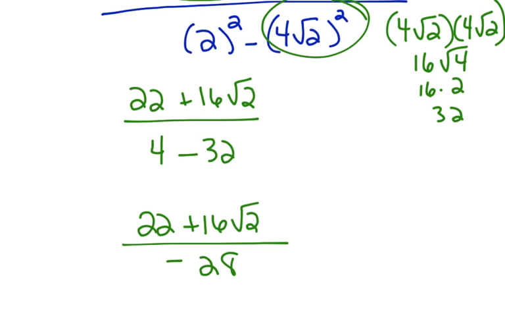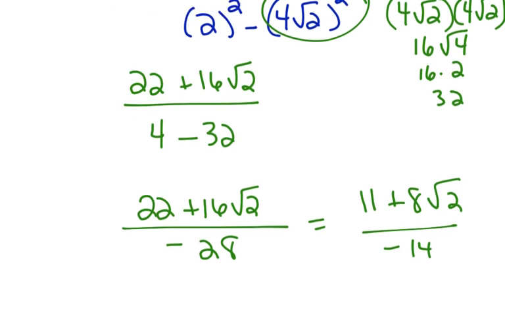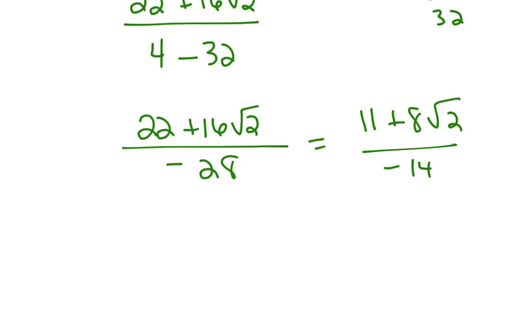Now, all of these numbers can all be divided by a common term. If you leave the answer like this, that's okay, but I would like you to notice that they're all even. All even numbers can be divisible by 2, so you really get 11 plus 8 the square root of 2 over negative 14. A lot of times we don't write negatives in denominators. We would move the negative to the numerator.